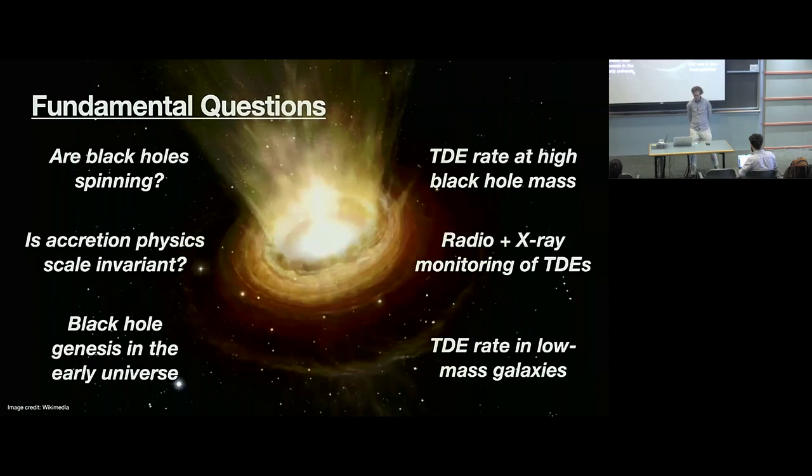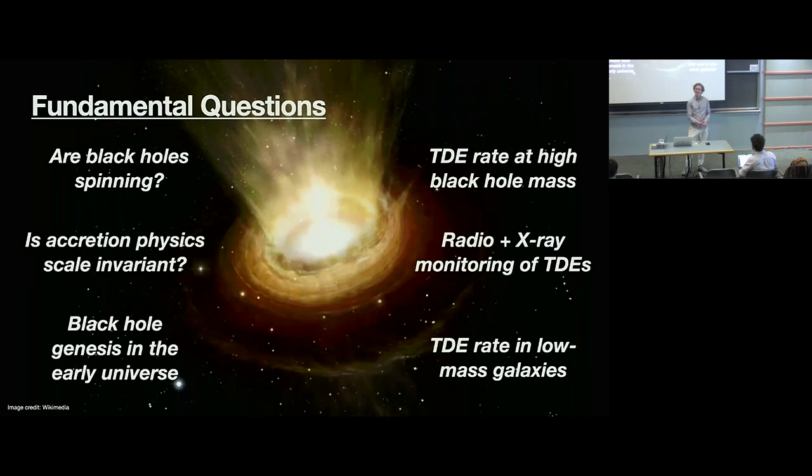Good, so then let's return to these fundamental or basic questions. So are black holes spinning? It turns out you can measure the TDE rate in high mass black holes, because due to the effect of the horizon directly capturing the stars, this is sensitive to the spin of the black hole. So if we measure the rate, we get a handle on spin.